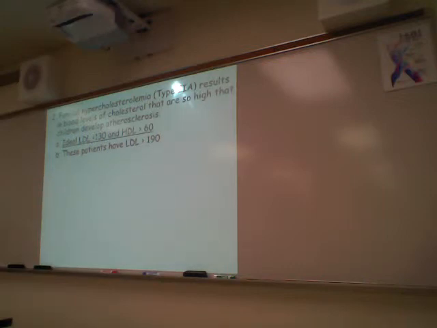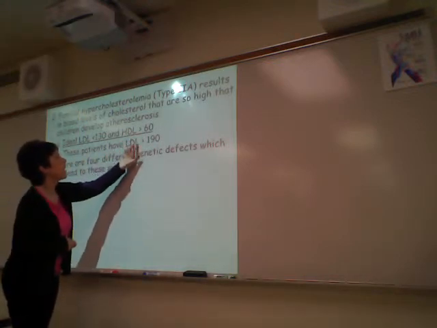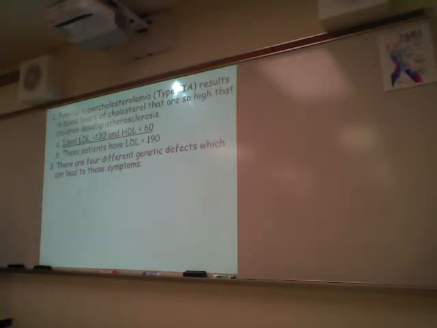And so some of the patients that are not even the type 2A, the familial cholesterol ones, have cholesterol levels over 400. And it's amazing. Okay. So there are 4 different genetic defects which can lead to those symptoms. And so these are going to be patients that have LDLs that stay circulating.